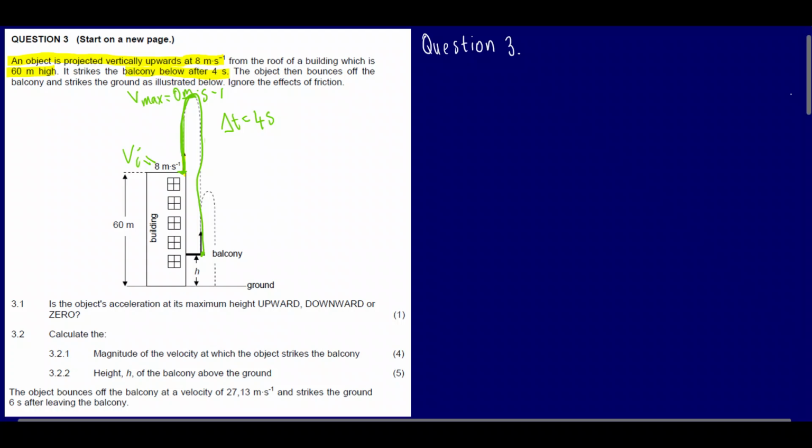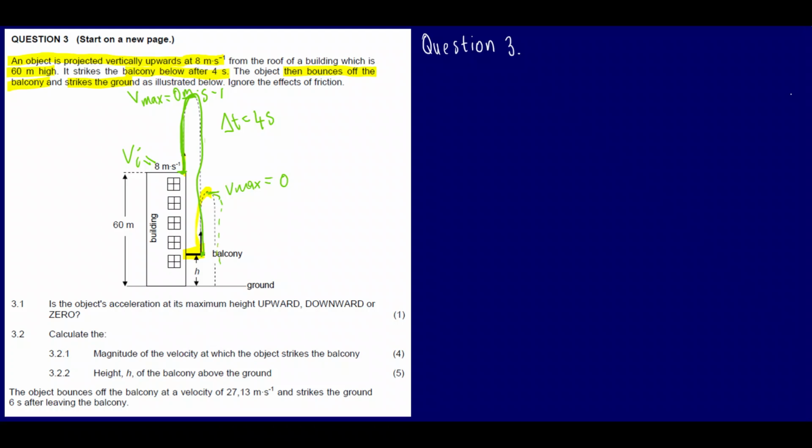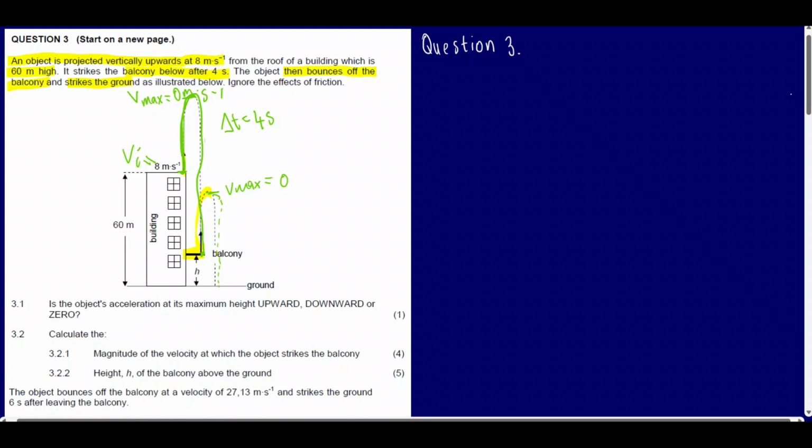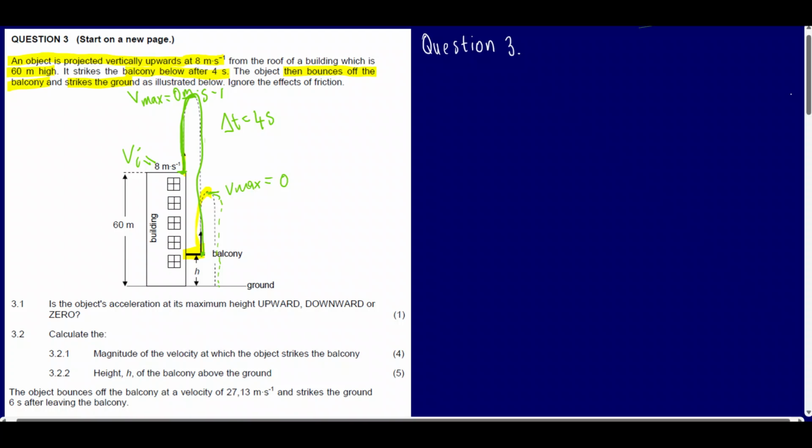Now the object bounces off the balcony and strikes the ground. We can see it bouncing at the balcony, then going up again to reach the maximum height, where the velocity is going to be 0 again. Then it goes down and strikes the ground, according to the information. So now let's get straight into the first question.